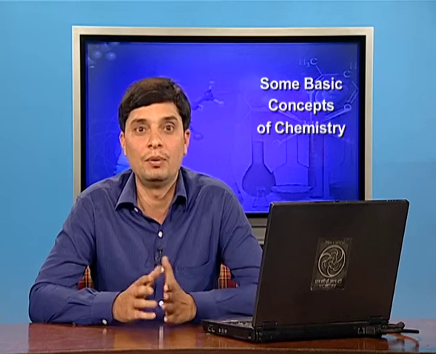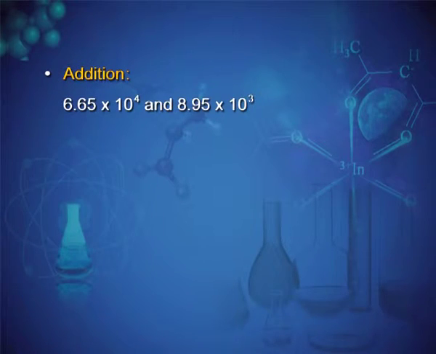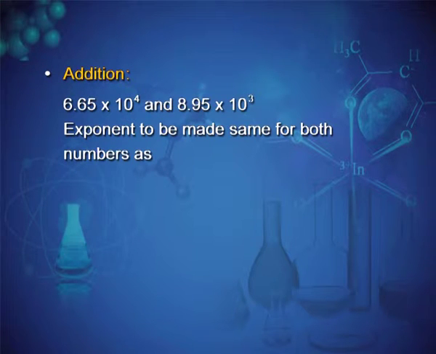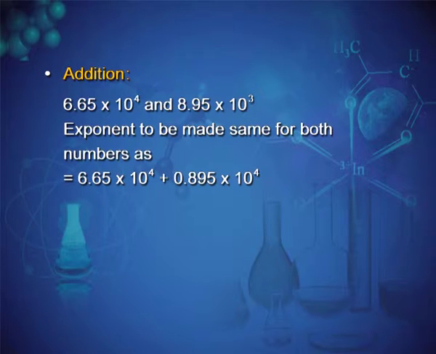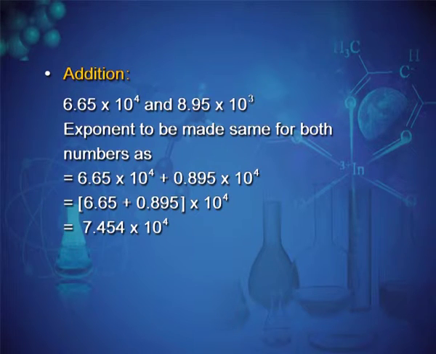Addition example: we have to add 6.65 into 10 to the power 4 with 8.95 into 10 to the power 3. First, the exponent is made the same for both numbers, as 6.65 into 10 to the power 4 plus 0.895 into 10 to the power 4. Now the exponent has become the same, so we solve 6.65 plus 0.895 into 10 to the power 4. The answer will be 7.545 into 10 to the power 4.